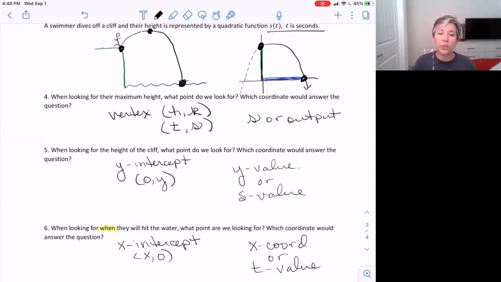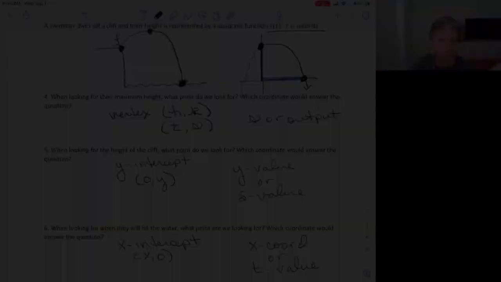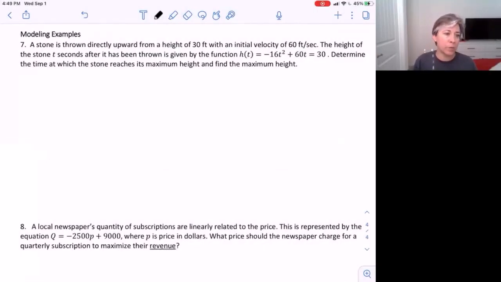So sometimes if you're not sure, draw a picture. Even though it doesn't ask you to, draw a picture of the scenario, and then sometimes that can help you figure out what you're actually looking for. So let's do a couple of modeling examples.